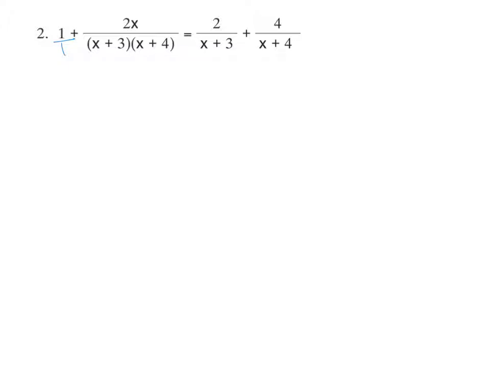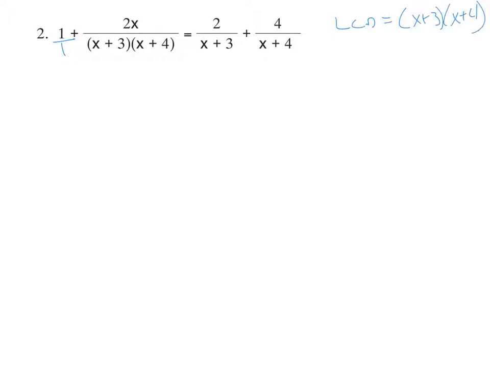So if you look, the denominator of this one is already factored for me. If it's not factored, I need to factor it. But I have x plus 3, x plus 3, x plus 4, x plus 4. So my common denominator is going to be x plus 3, x plus 4.